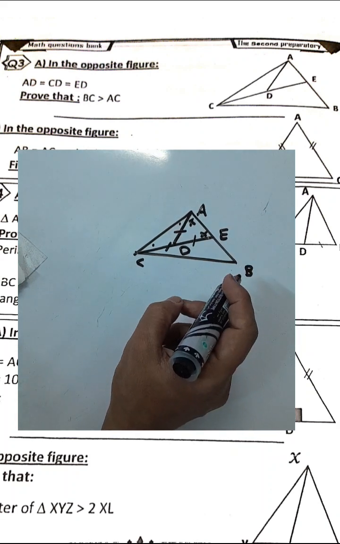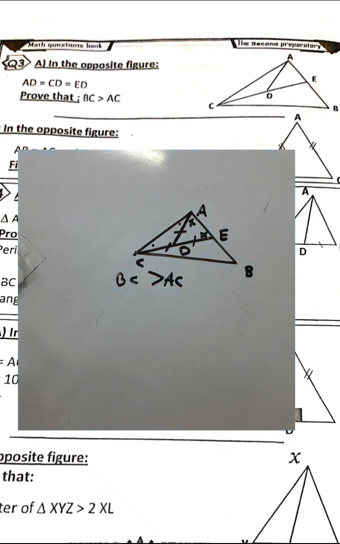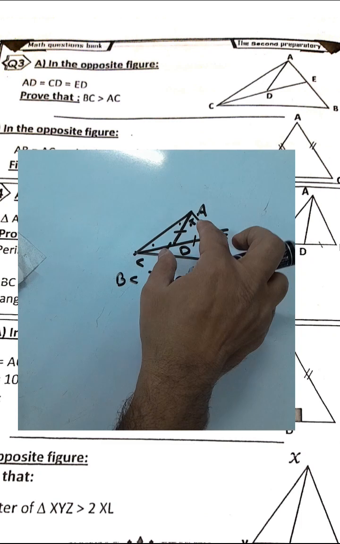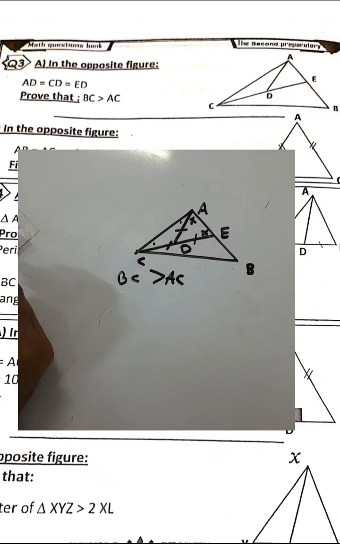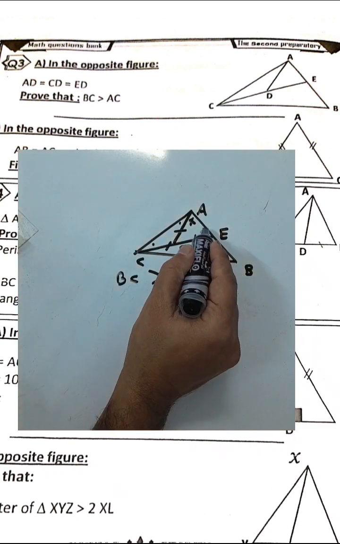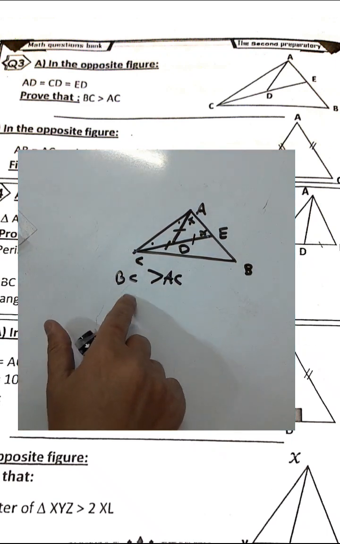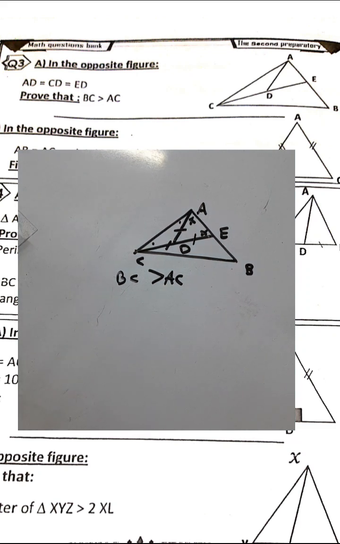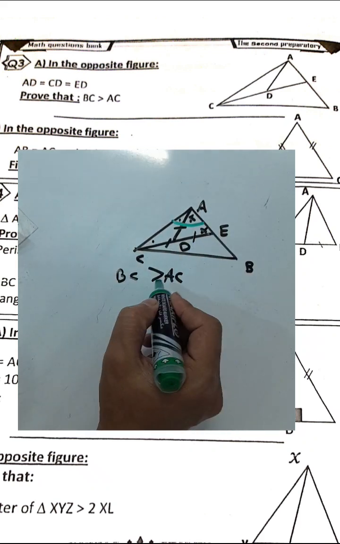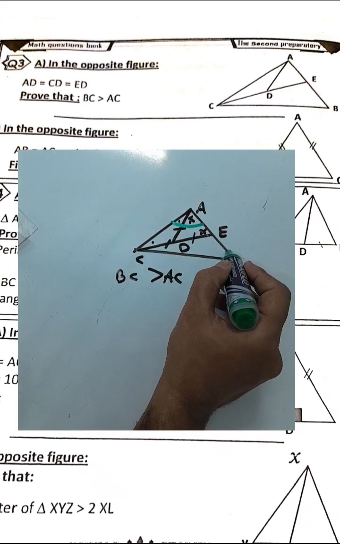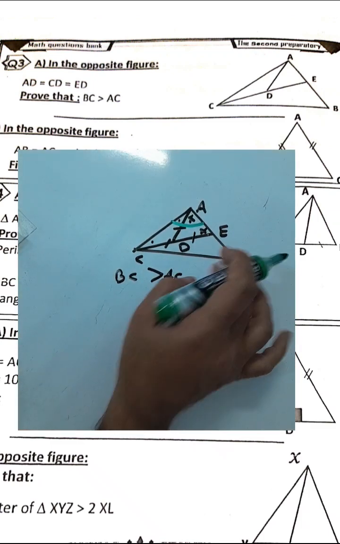He wants us to prove that BC is greater than AC. Think with me about this. We have equality between sides, this angle equals this angle in the isosceles triangle, and this angle equals this angle. To show that BC, opposite angle A, is greater than AC, opposite angle B, we must prove that the measure of angle A is greater than the measure of angle B.